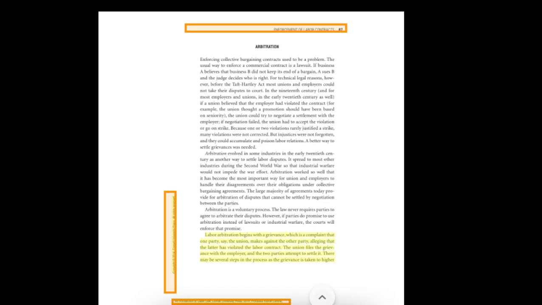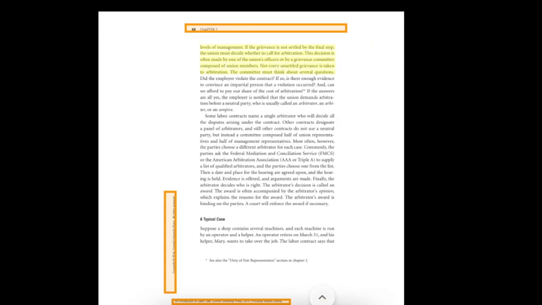The union files the grievance with the employer, and the two parties attempt to settle it. There may be several steps in the process as the grievance is taken to higher levels of management. If the grievance is not settled by the final step, the union must decide whether to call for arbitration. This decision is often made by one of the union's officers or by a grievance committee composed of union members. Not every unsettled grievance is taken to arbitration. The committee must think about several questions.